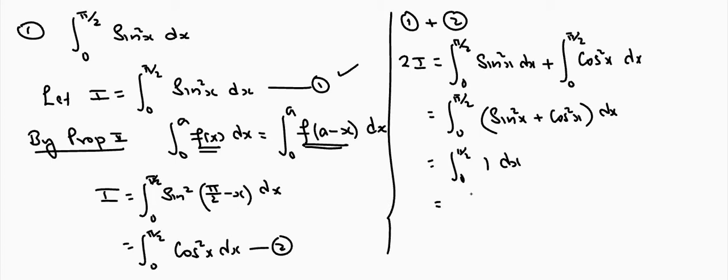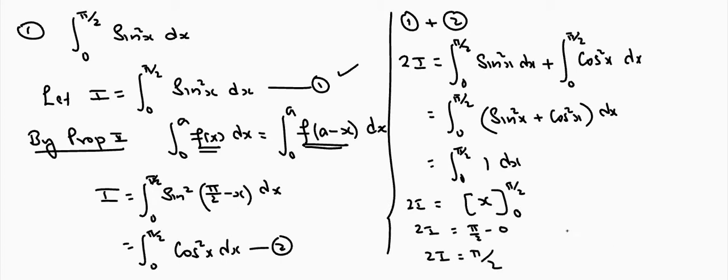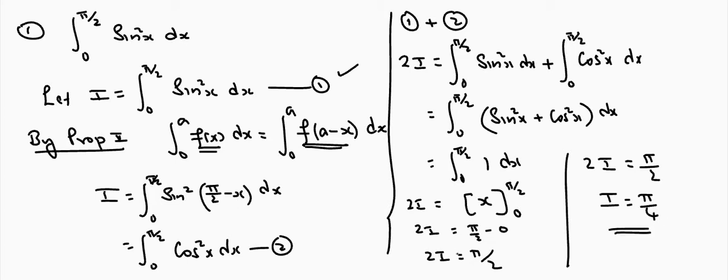The answer will be x, upper limit is pi by 2 and lower limit is 0. Upper limit pi by 2, that is 2I equals pi by 2 minus 0. We get 2I equal to pi by 2. The final answer will be I equals pi by 4. Clear?